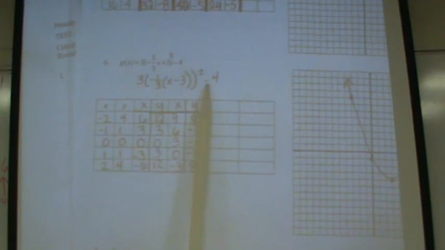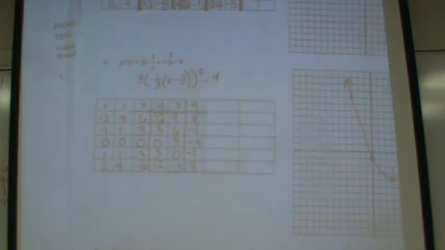Number 6, you do the same pull out. This is a parabola. Pull out -1/3. You multiply your x values by -3. You're going to add 3 to your x value, multiply the y by 3, and subtract 4 from the y.